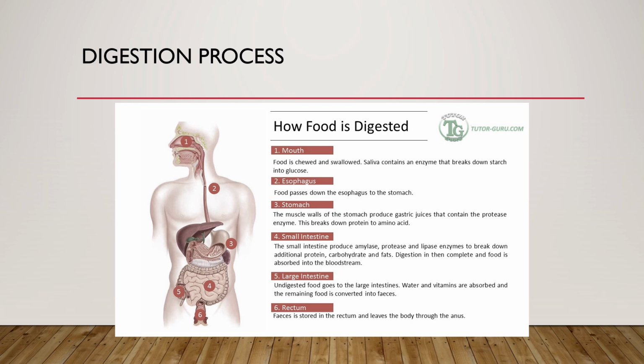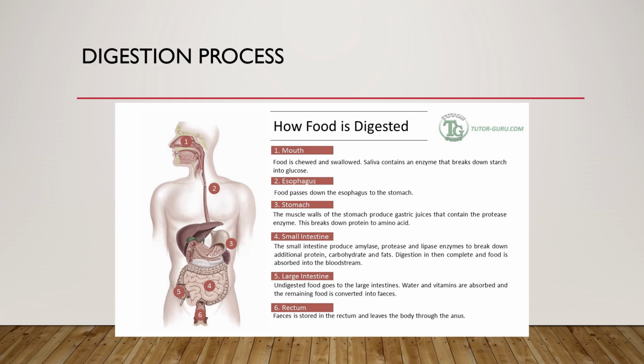Saliva contains enzymes that break down starch into glucose. So the breaking down of your starch into glucose starts in the mouth. Then it goes down the esophagus. Here food passes down the esophagus to the stomach. So in the second pointer you will see food going down into the stomach.